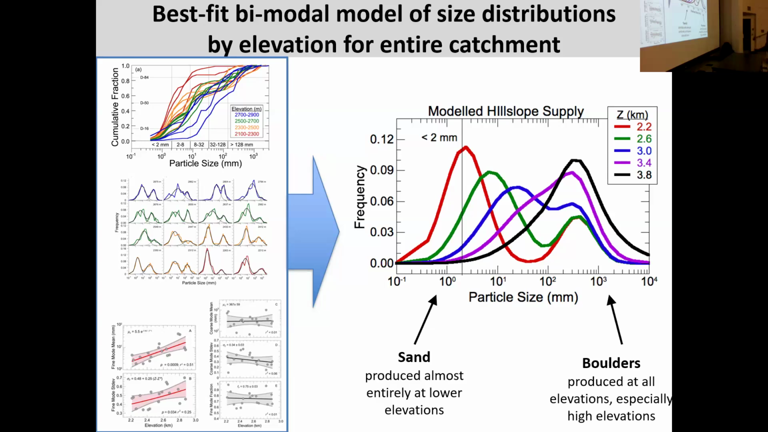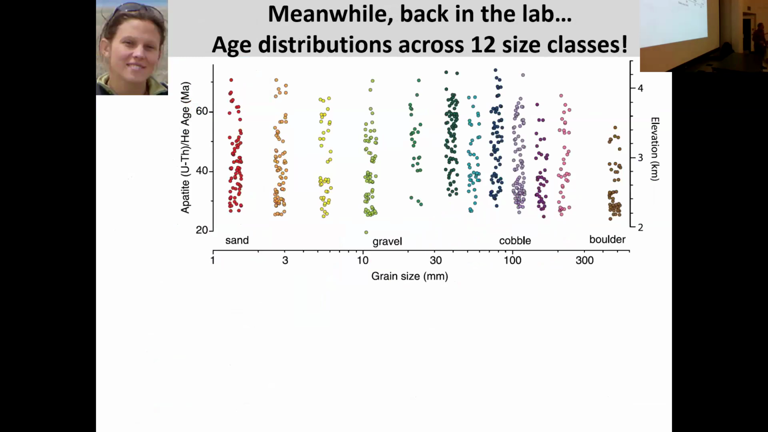Because all this time, Claire has been back in the lab working in a heroic effort to do that thermochronometric measurement in not just 1 or 2 grain sizes, but in a dozen. So these are Claire's data. It was recently published last year, and there's no data set like this. People have only done 1 or 2 grain sizes, not every grain size. And there's the signal here.